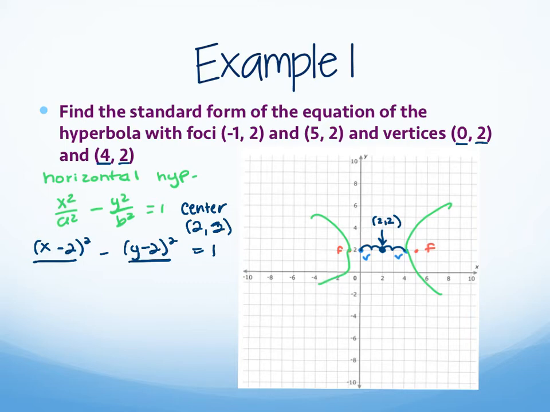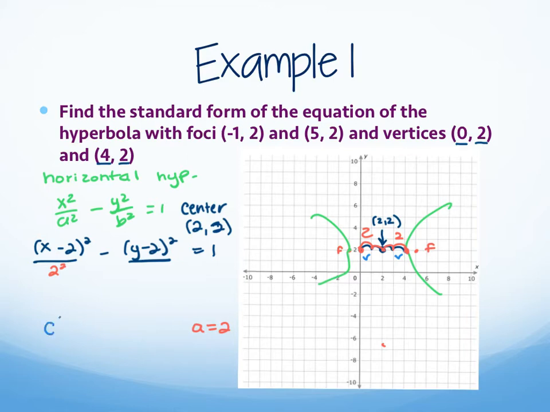Remember, the a is the distance from the center to the vertex. So we have the vertex already. It's here. 1, 2. 1, 2, that means a is 2. And so this would be 2 squared. And now we've got to find b. The last thing I need is what b is.